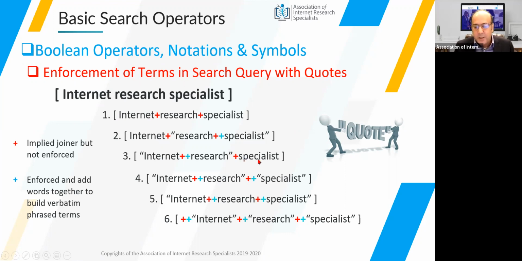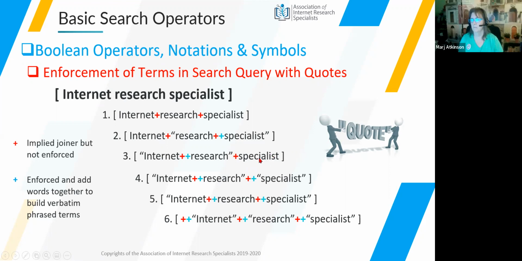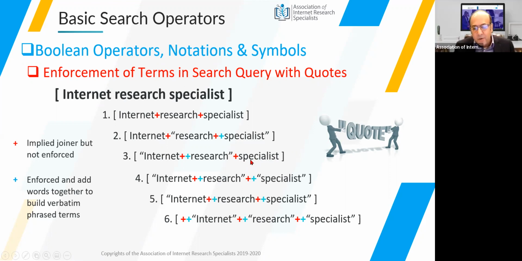So the word specialist would first try to find it right next to internet research. Second, it's going to look for any other search term that attaches with specialist, not necessarily having any relationship with internet research, but make another relationship. So it's kind of a loose way of how the search engine is going to treat something outside of the quotation marks. Okay.